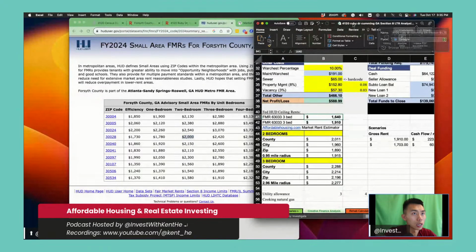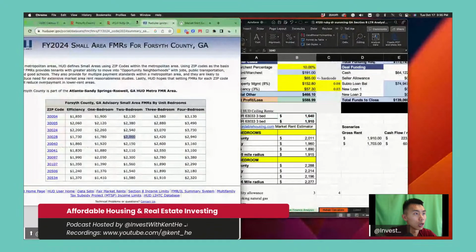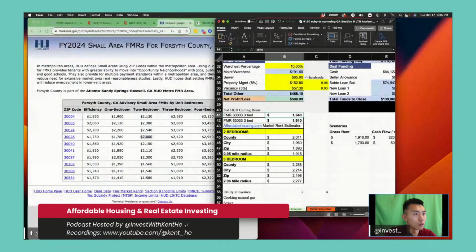Let's slide this over a little bit so you guys can see. I'm just simply copying over rents. So the fair market rent for this zip code, 30028. And for you guys watching right now, you're probably wondering why is he making me watch all of this stuff? Well, I just want you to see literally this is the work that it takes every day.